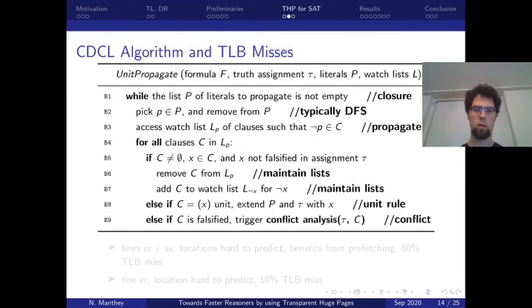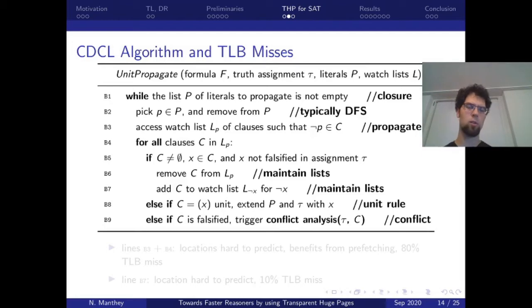So why are huge pages relevant for SAT solving? As I said earlier, unit propagation takes 80 to 90% of the runtime. So how does that actually work? There's a list of literals to propagate, because from the current partial assignment, those literals have to be assigned to true to not result in a conflict.